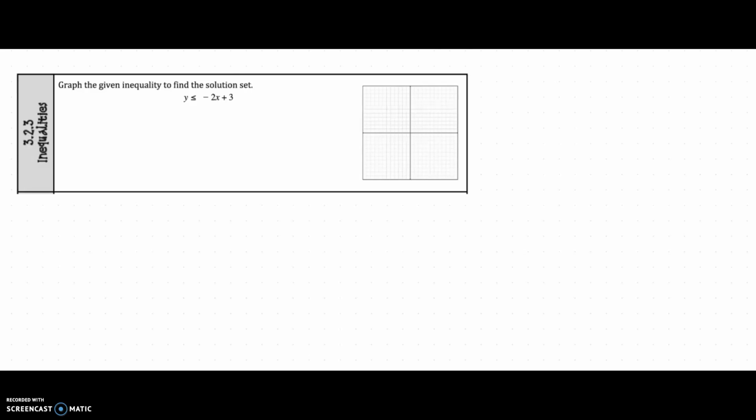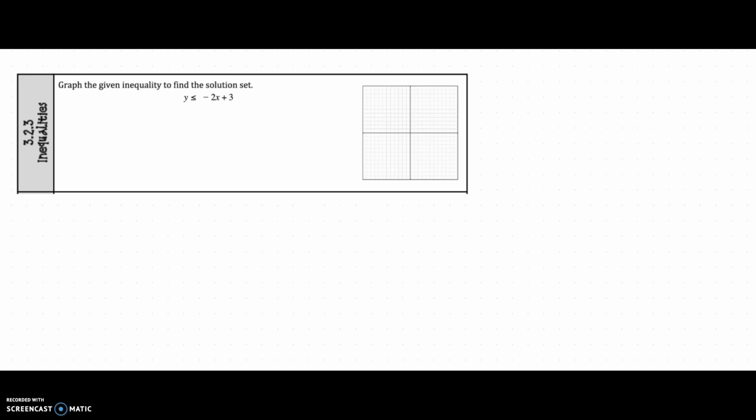In this video, we're going to do a recap of Learning Target 3.2.3, which is to graph inequalities. So this says to graph the given inequality to find the solution set. And we are given y is less than or equal to negative 2x plus 3.